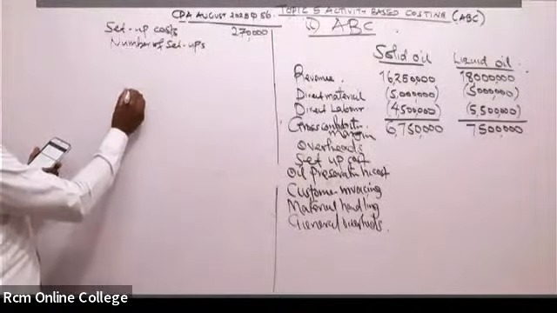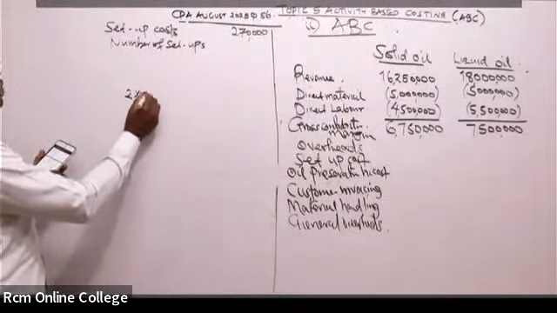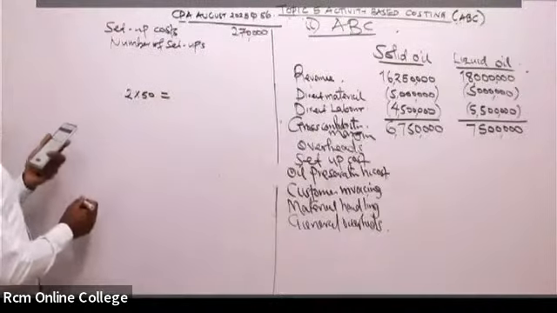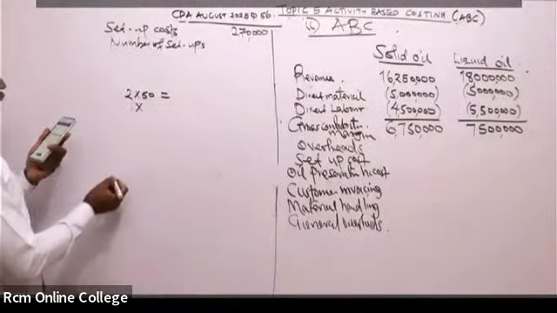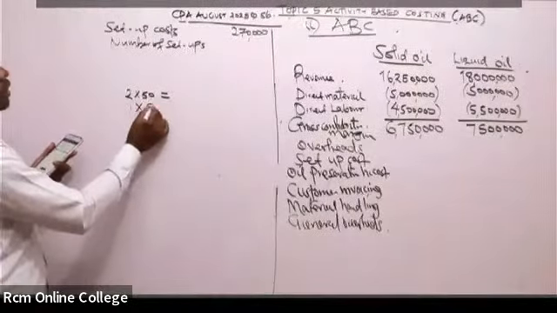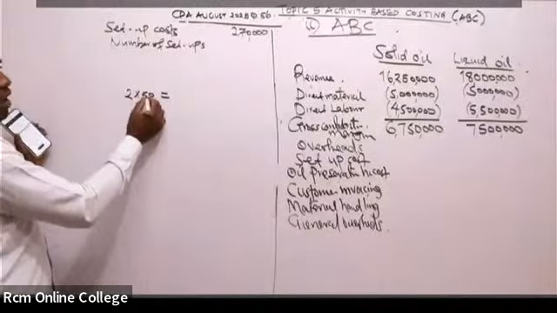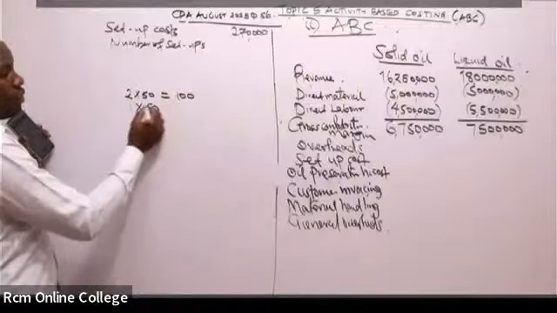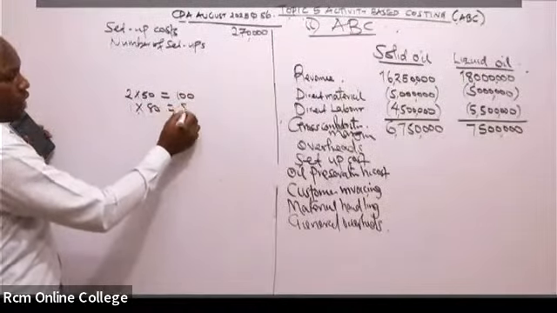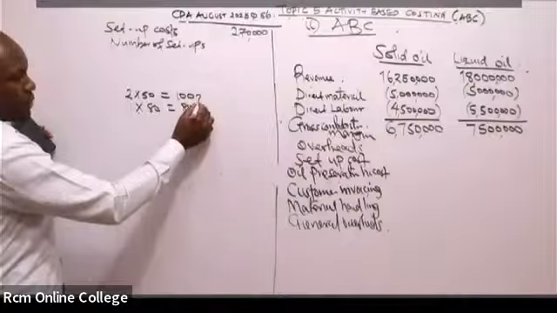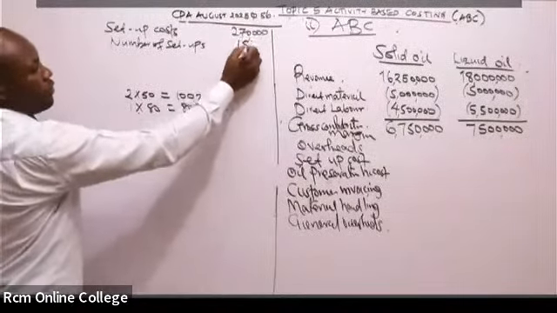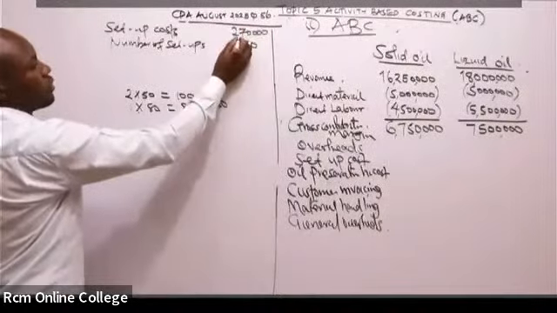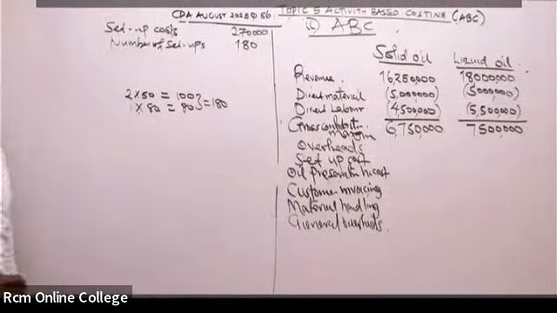We have 2 per batch, but solid oil has got 50 batches. Then we have 1 per batch, but the liquid oil has got how many batches? 80 batches. So when you take 2 by 50, that is 100. When you take 1 by 80, that is 80. So the total number of setups is equal to 180.